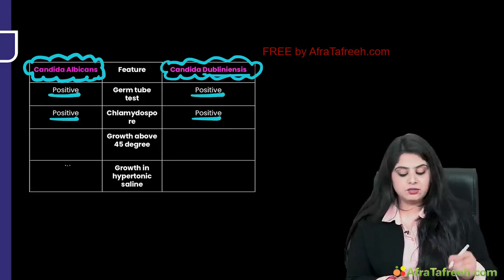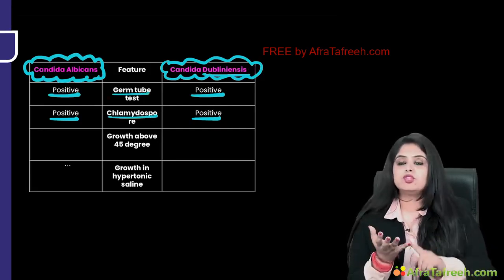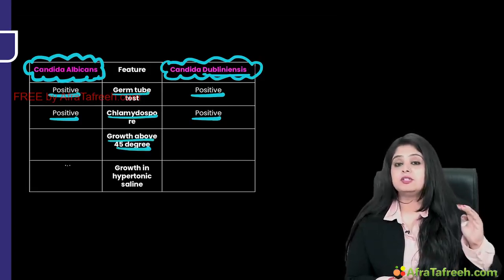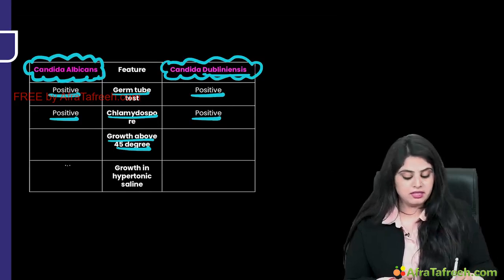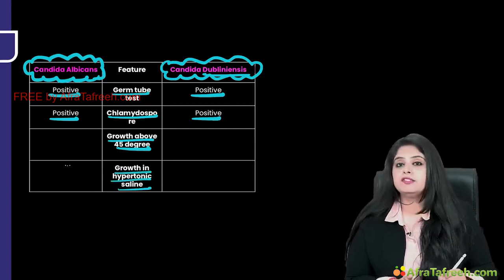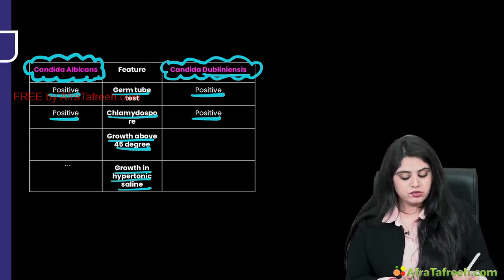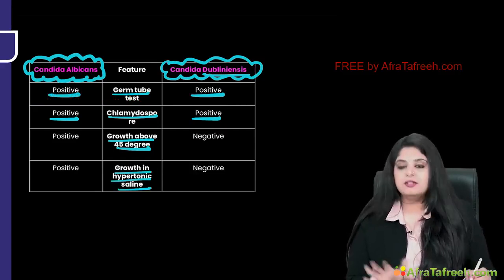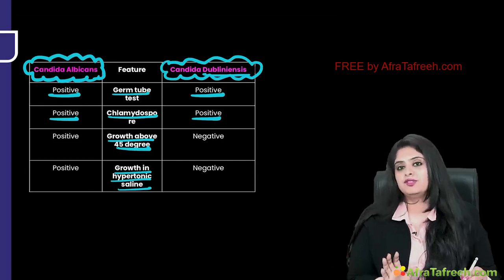So now if I ask you कि copy तो कर लिया, both of them show you germ tube, both of them show you chlamydospore, but who will grow at high temperature? The elder brother will have to take the responsibility. Who will grow in hypertonic saline? You put a little bit of stress, and who is gonna grow? It is gonna be albicans. The elder brother has to grow, whereas dubliniensis says, "Arey bas, now my responsibility is over."